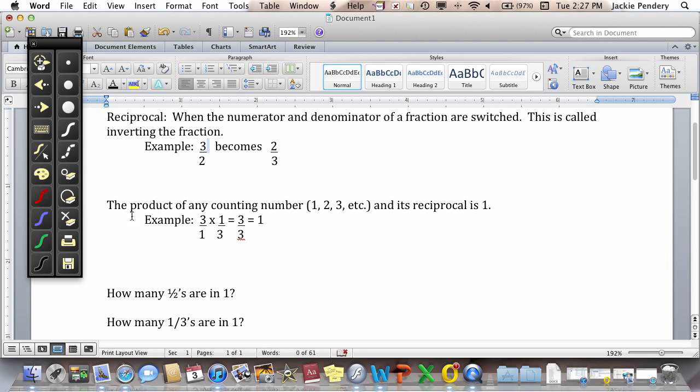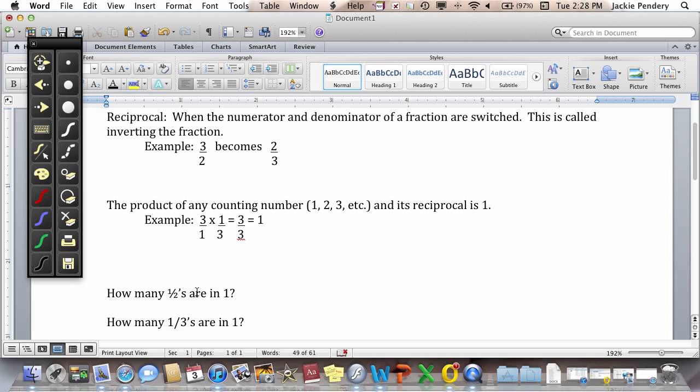The next thing I'd like you to write down in your notebook is the product of any counting number, 1, 2, 3, 4, etc., and its reciprocal is 1. So for example, if I take the counting number 3, which becomes the fraction 3/1, times its reciprocal, 1/3, we just invert this. I multiply 3 times 1 and get 3, 1 times 3 equals 3, and we know that the fraction 3/3 equals 1. This works with any counting number.